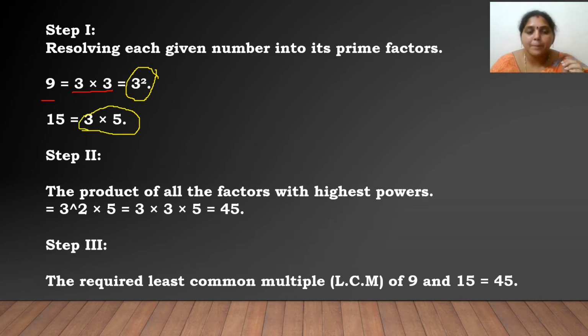Step 2. The product of all the factors with highest powers. What are the highest powers here? 3 to the power 2 into 5. That is equal to 3 into 3 into 5, that is equal to 45. 45 is your least common multiple. If not, you can do one more thing. You can write directly 3 into 3, right? And 3 into 5. Yes or no? What are the common factors here? These are the common factors.